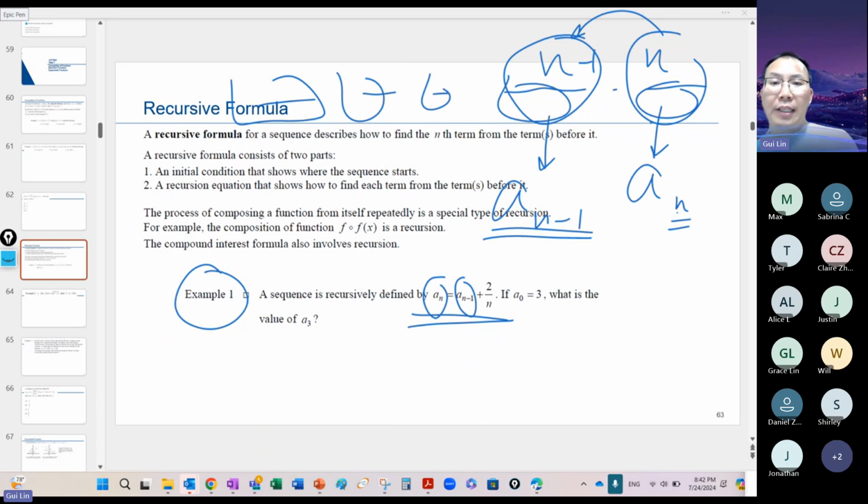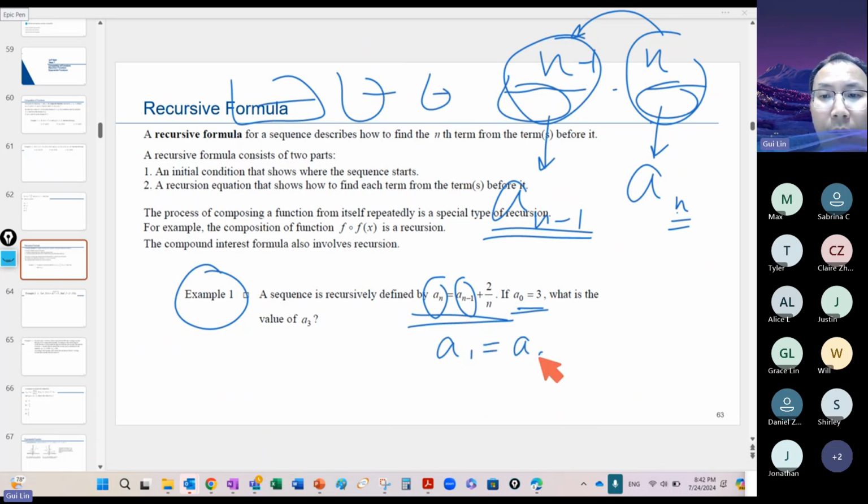Well, so we can see the beginning. They define A0 is 3, so we can get A1. A1 equals A0 plus 2 divided by 1, right? So we replace A0 with 3, 3 plus 2, you get 5. So A1 is 5.